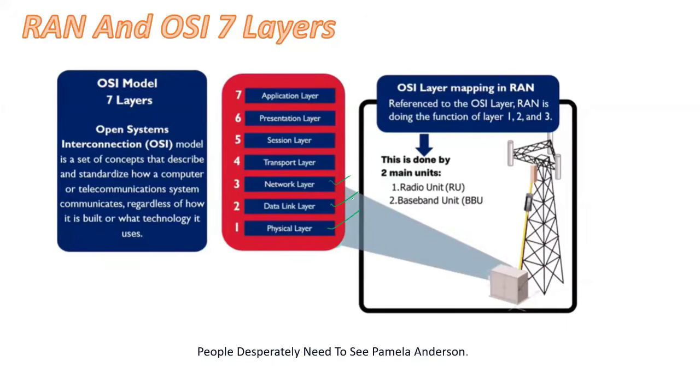If you know the mnemonics of this OSI, people just learn by any mnemonic, but I have learned this way: People means physical layer, Desperately means data link layer, Need means network layer, To means transport layer, S means session layer, P means presentation layer, and 7 means application layer, right? So people desperately need to see Pamela Anderson, right?